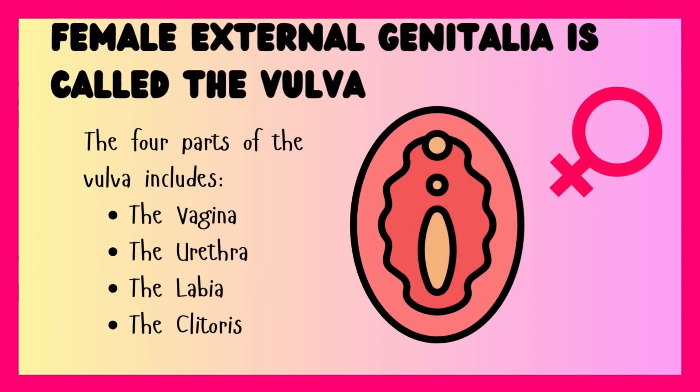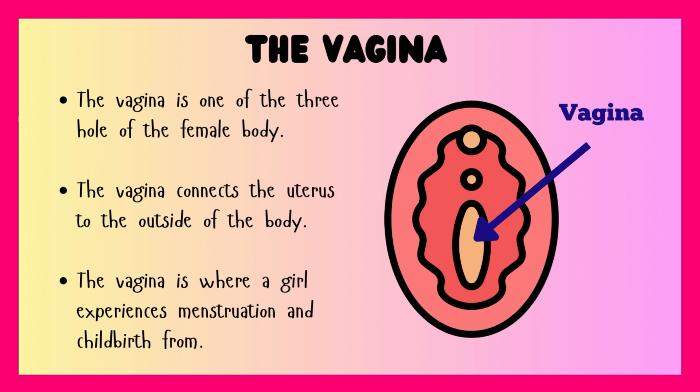The female external genitalia is called the vulva and consists of 4 parts. The 4 parts of the vulva include the vagina, the urethra, the labia, and the clitoris. The vagina is one of the 3 holes of the female genitals. The vagina connects the uterus to the outside of the body. The vagina is where a girl experiences menstruation and childbirth from.